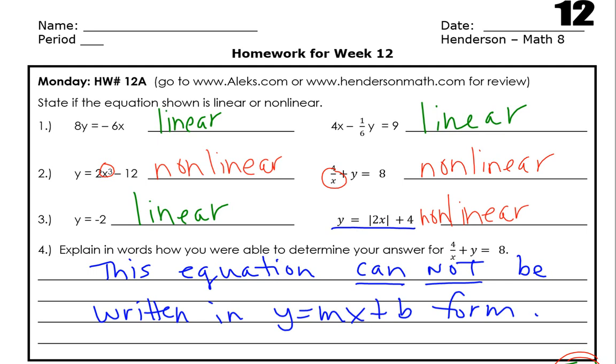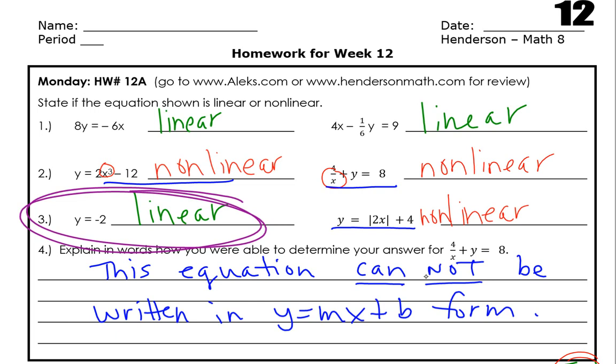It works for this one. It works for this one. It works for this one. They can all be supported with that one statement. The fact that it cannot be written in y equals mx plus b form means it's nonlinear. Now, if I asked you to explain in words how you know this one is linear, you simply take that word out. This equation can be written in y equals mx plus b form, therefore it is linear.